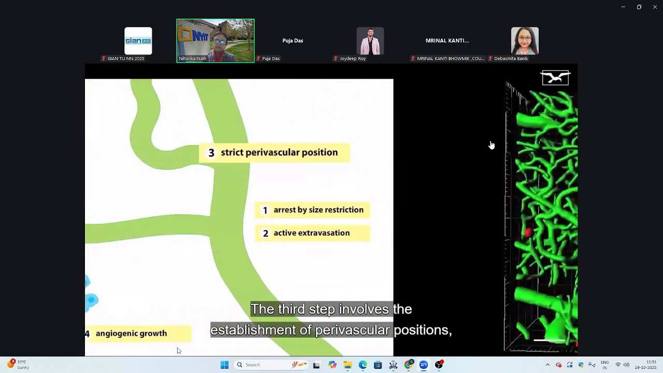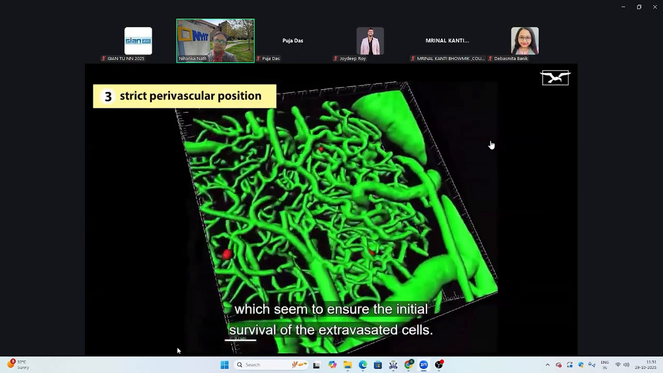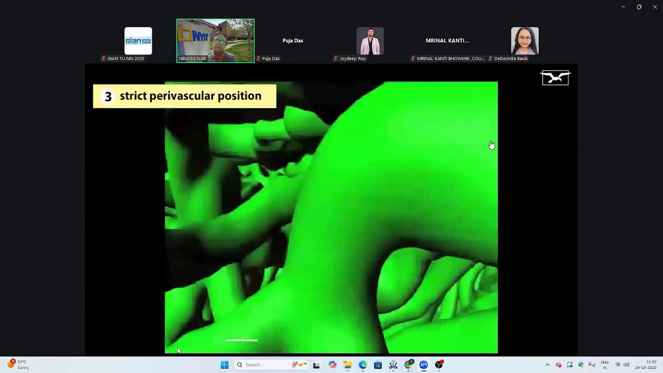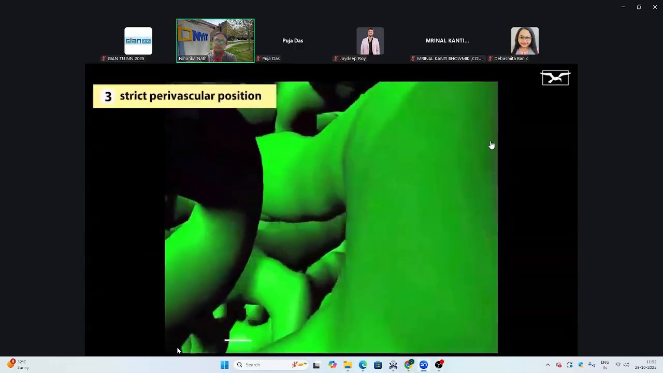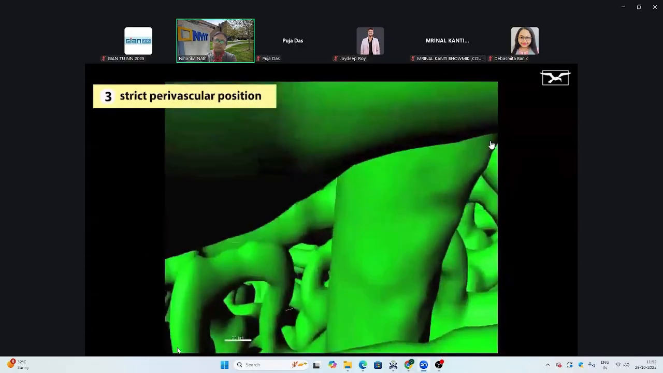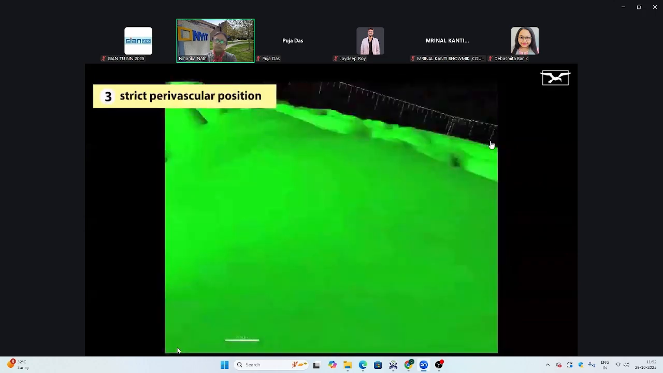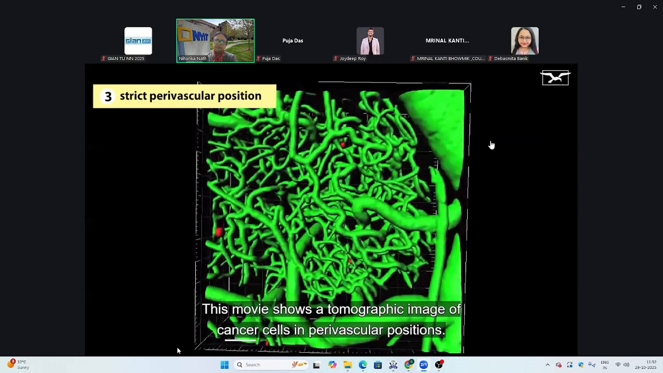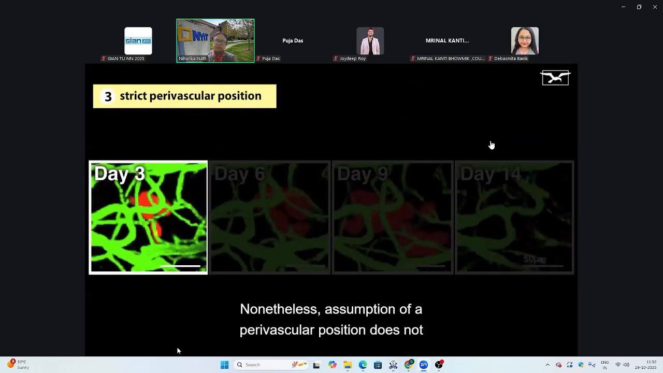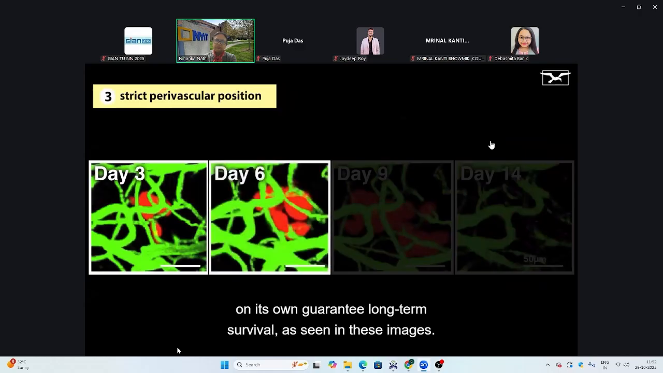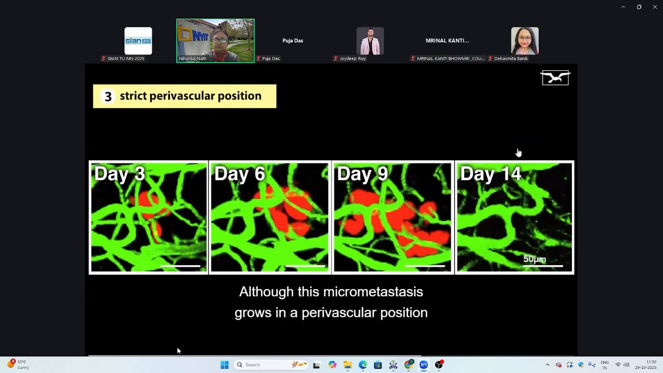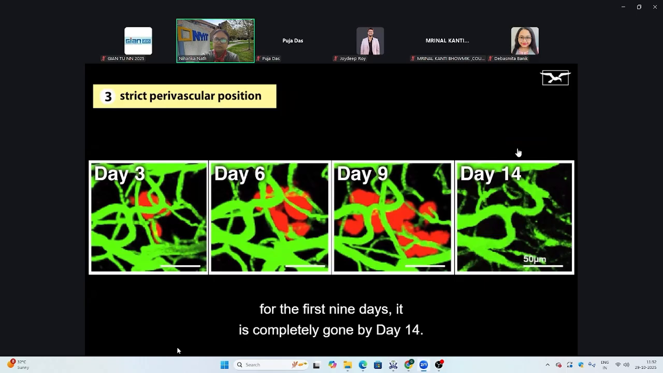The third step involves the establishment of perivascular positions, which seem to ensure the initial survival of the extravasated cells. This movie shows a tomographic image of cancer cells in perivascular positions. Nonetheless, assumption of a perivascular position does not on its own guarantee long-term survival, as seen in these images. Although this micrometastasis grows in a perivascular position for the first 9 days, it is completely gone by day 14.